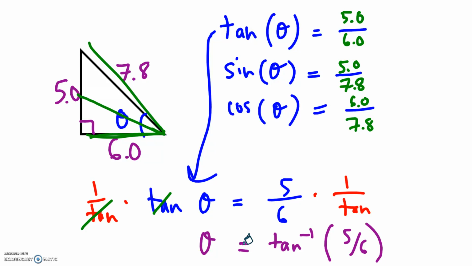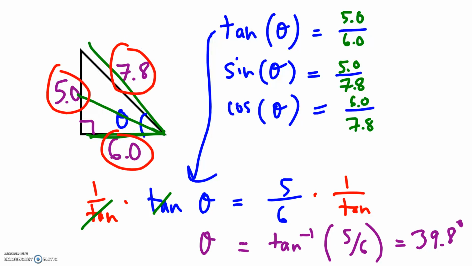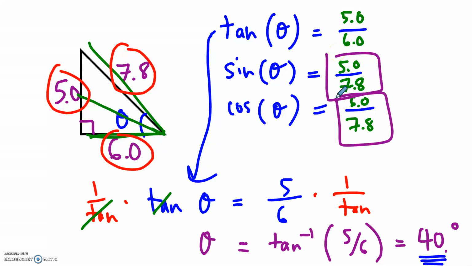So you hit second tan 5/6, and that gives you your final angle of 39.8 degrees. And because we're going to round to 2 sig figs, just like the givens have, this will become 40 point degrees. The decimal is there to show that both of these digits are significant. If you found the inverse sine of 5/7.8 or the inverse cosine of 6/7.8, you would get the exact same value of the angle theta, 40 point degrees.